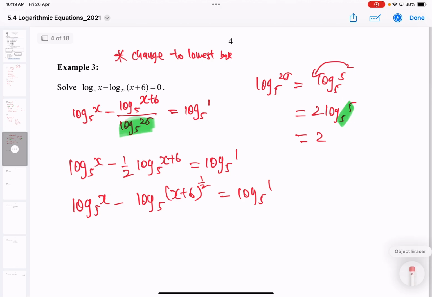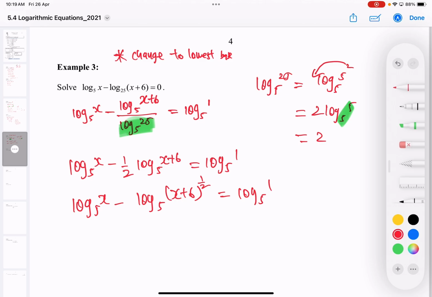Alright, then what does minus represent? Everything is the same base, but I have a minus over here. So what does it mean? Divide. So I'm going to get log 5 of x divided by (x plus 6) to the power of half is equal to log 5 1.